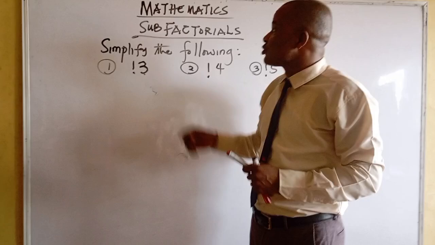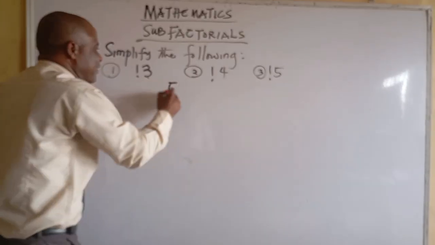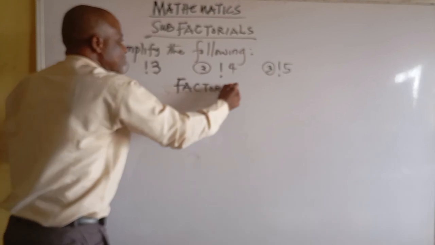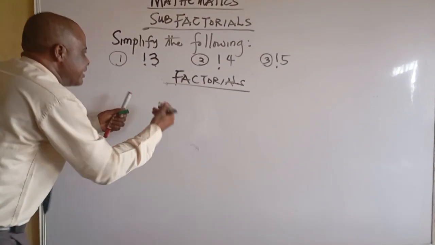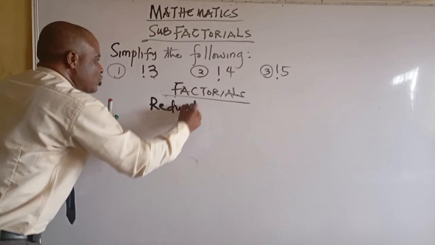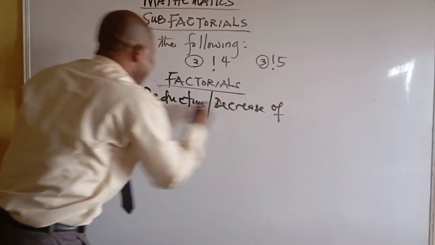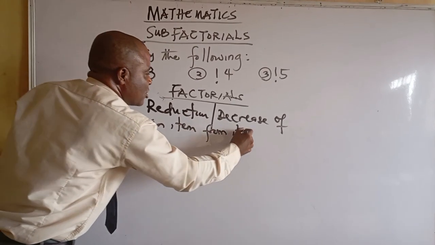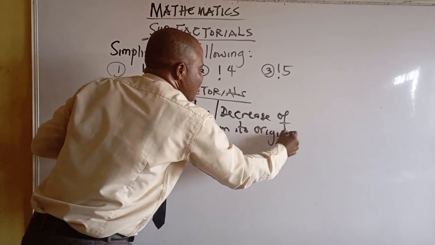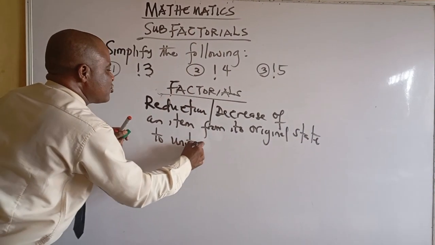Today we will be discussing sub-factorial. Before we discuss sub-factorial, we have to know what factorial is all about briefly. What is factorial? Factorial simply means reduction or decrease of an item from its original state to unity. What is unity?